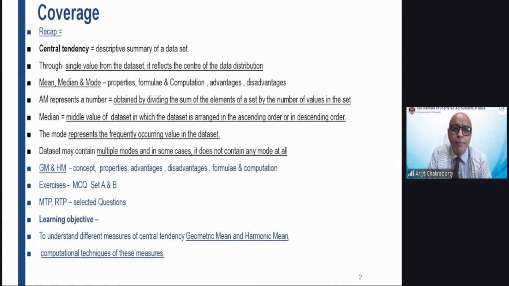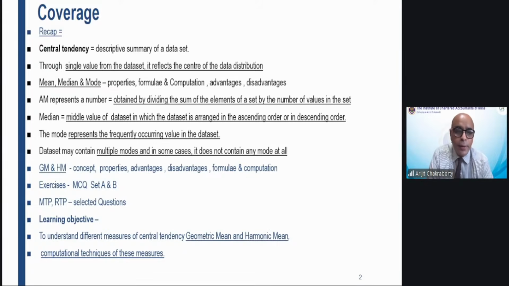Harmonic mean deals with cases where we are dealing with certain rates, speed, for example. Similarly, when we talk about the CAGR, the compound annual growth rate calculation, or when we are dealing with interest rates and investments, there geometric mean might be more appropriate.